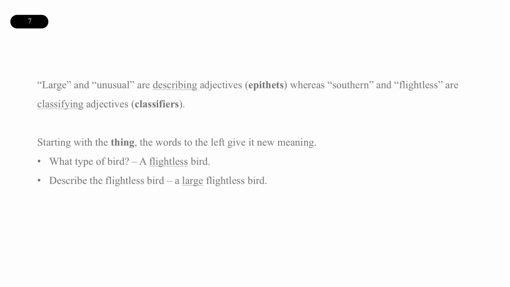Starting with the thing, the words to the left give it new meaning. So starting with the noun bird, what type of bird? A flightless bird. Describe the flightless bird. A large flightless bird.